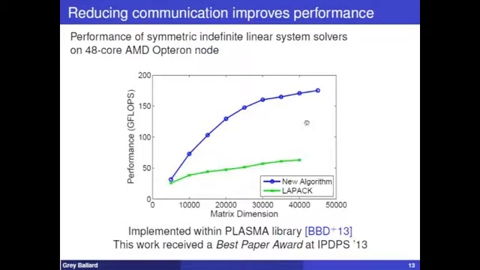So now the parallelism is on one node. So this is on 48 cores. And this is a performance plot varying the matrix dimension along the x-axis and performance along the y-axis. So up is good. LAPACK is a standard algorithm for doing this, and the new algorithm, which has much better communication properties, is getting much better performance in practice.